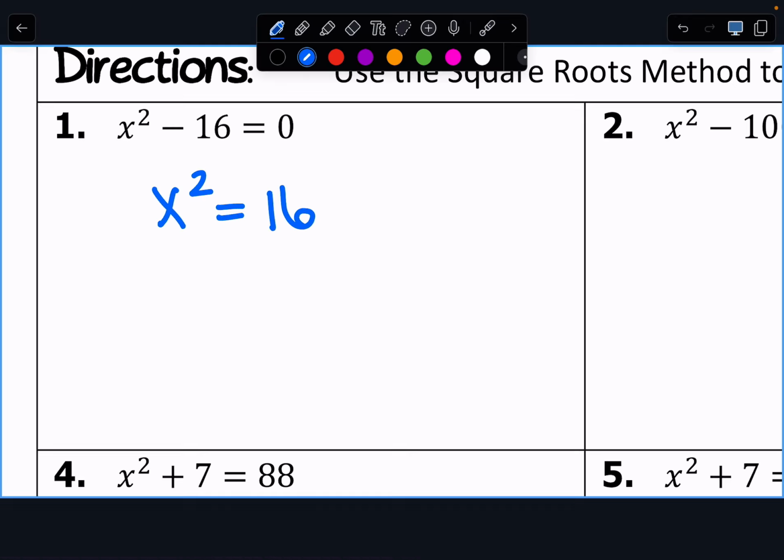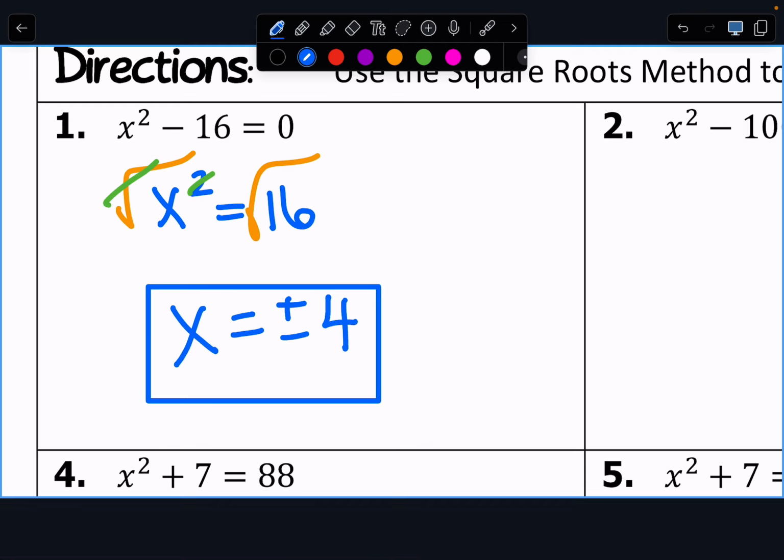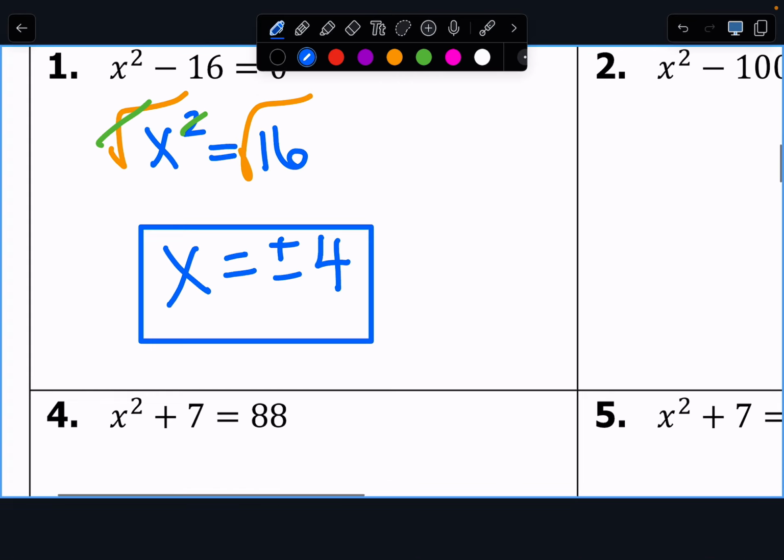Okay. Then what do we need to do to undo the square? We need to square root both sides. The square root and square cancel. And x equals plus or minus 4. Okay.